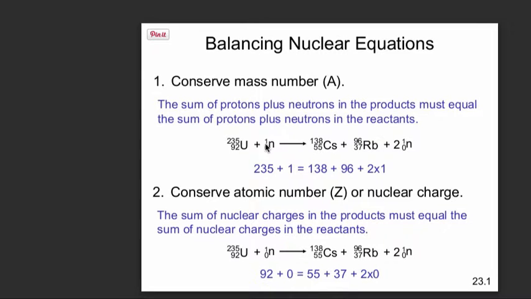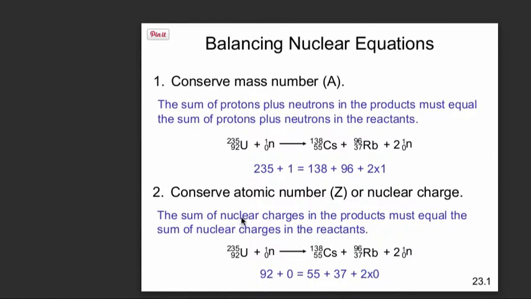On the left-hand side, we can see 235 plus 1 is 236. On the right-hand side, if we go 138 plus 96 plus 1, we get 235. Well, that doesn't add up. 236 and 235, we lost something. So to balance that, we have to put a 2 here so that we have 2 times 1 neutron, this n representing a neutron. And now when we do that, everything will equal. So that's how we can balance to make sure everything works out.